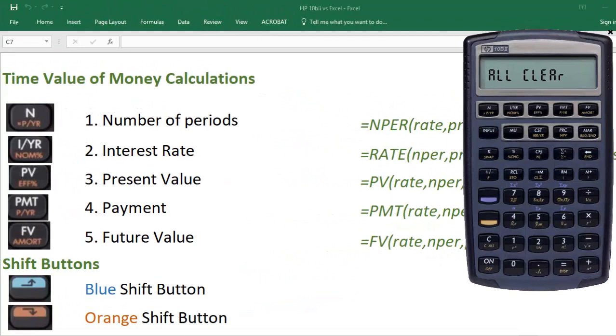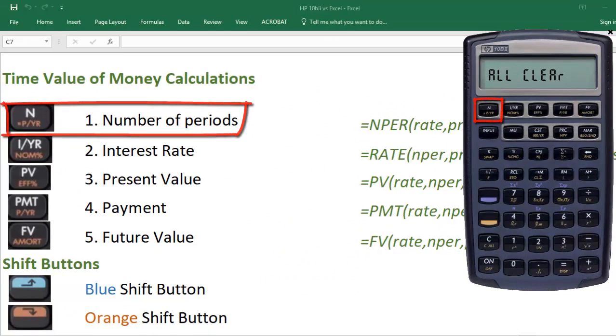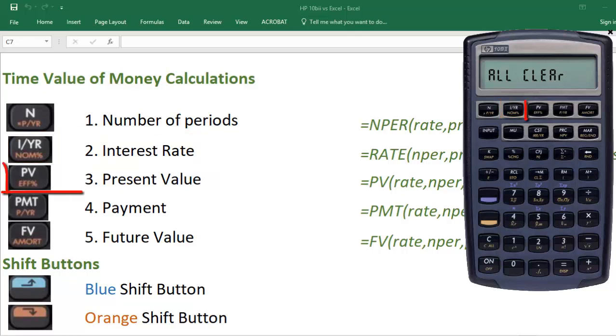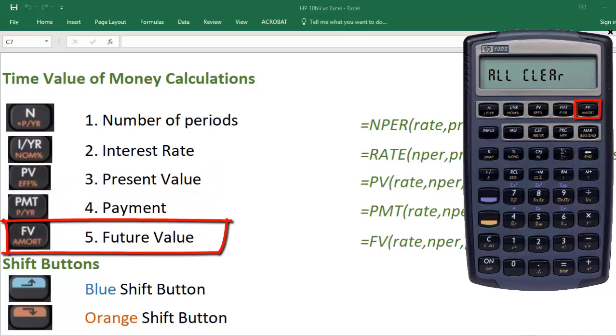Starting at the top left is N for number of periods. Interest rate, take note it's interest rate per year, whereas in Excel it's interest rate per period. Present value, that is the current value. PMT, that is your payment, and FV, your future value.